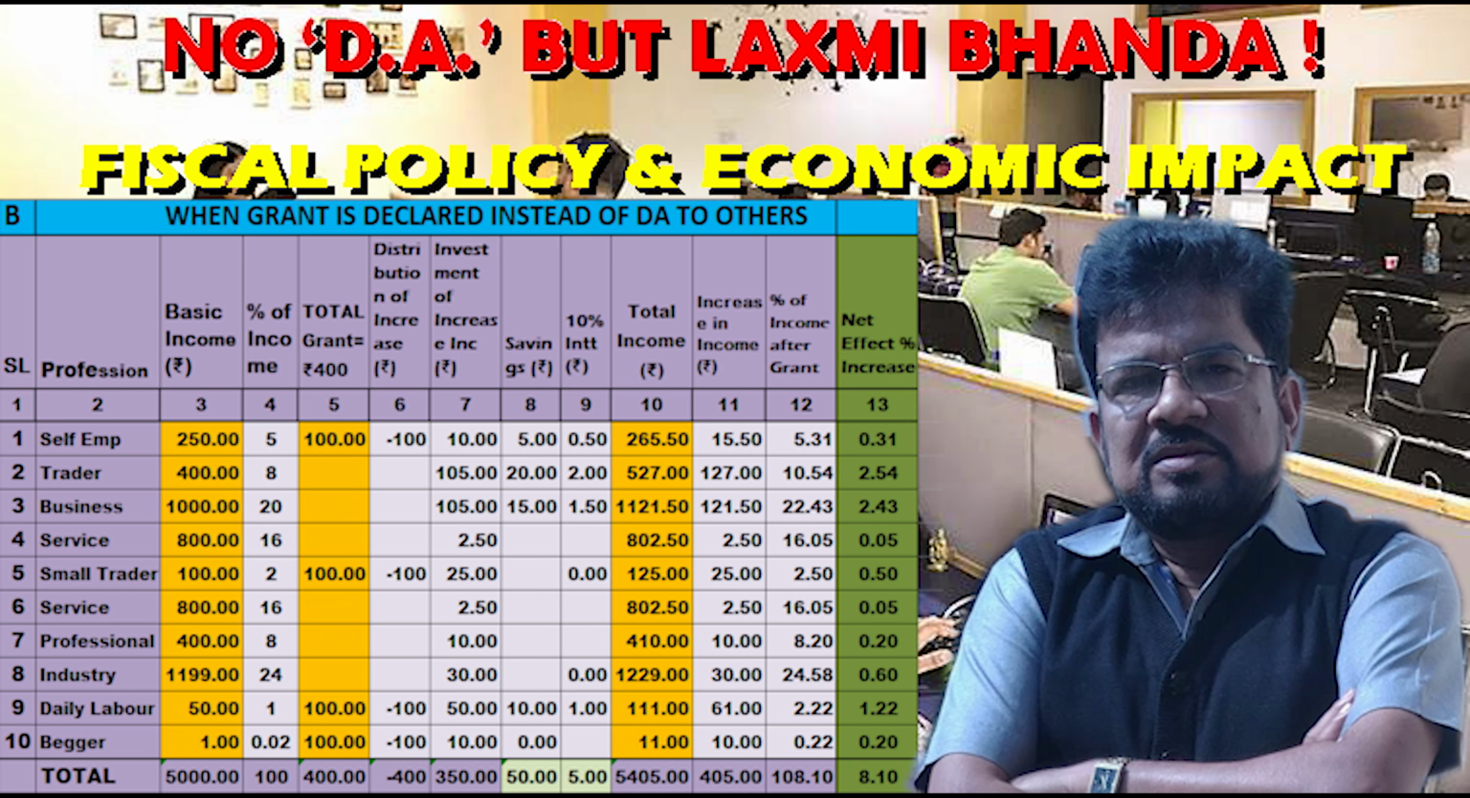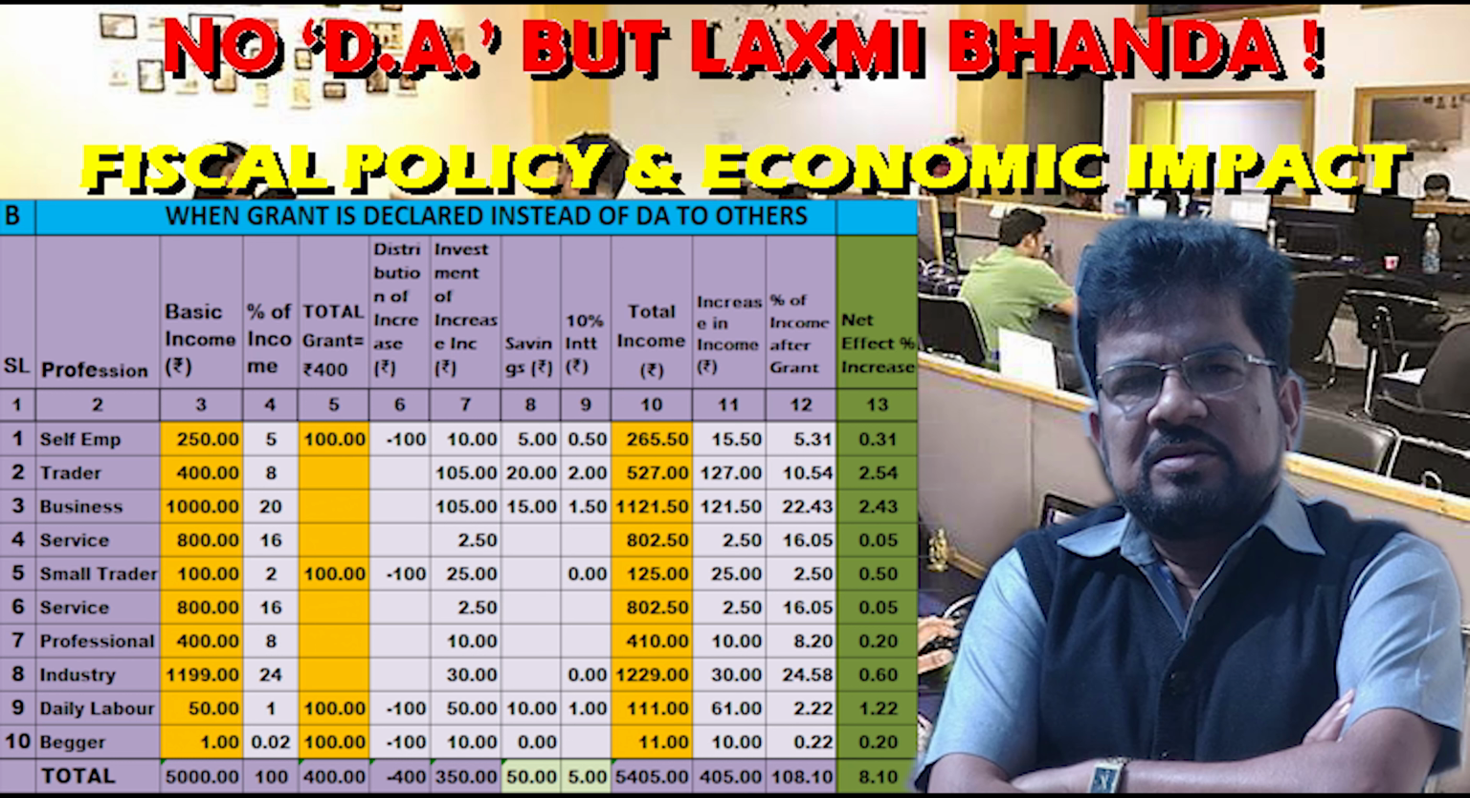Then the total income is given in column 10, that is 265.5, 527, 1121.50, 802.5, 125, 802.5, 410, 1229.00, 111.00, 11.00, and the total comes to rupees 5,405. You see here, the basic income before declaration of grant was 5,000 and grant declared 400, therefore 5,000 plus 400 and interest generated rupees 5. Therefore 5,405 is the total money in the economy.